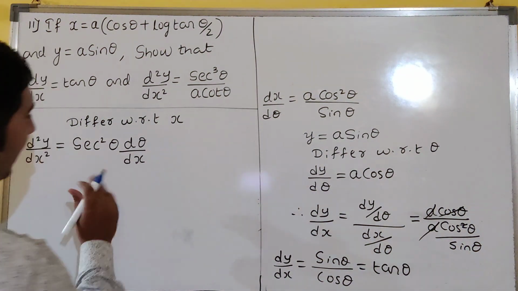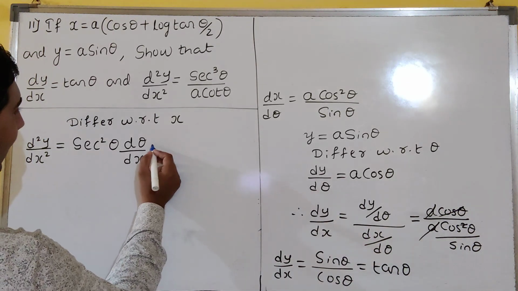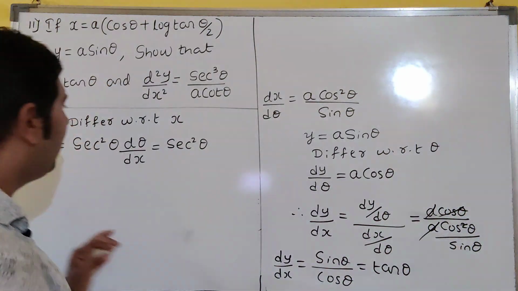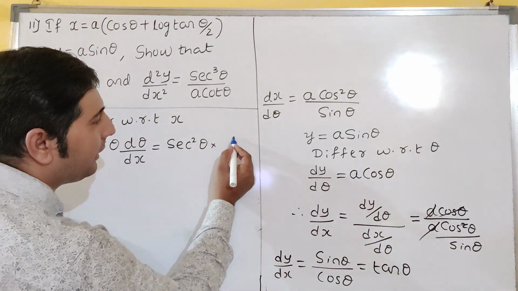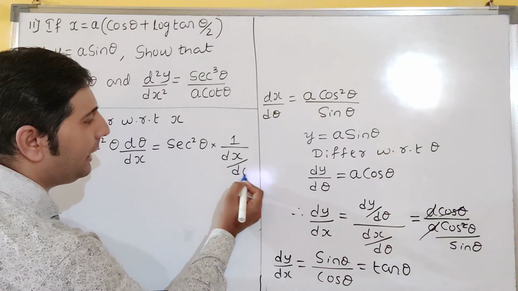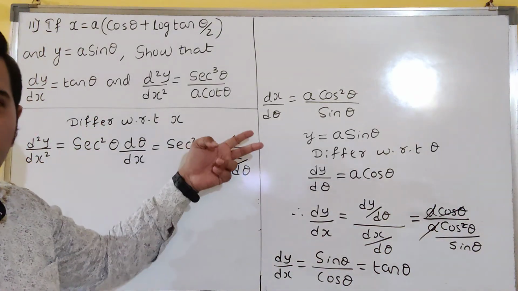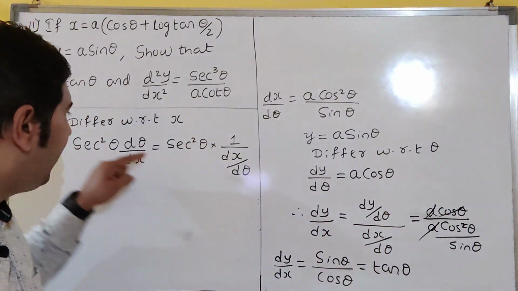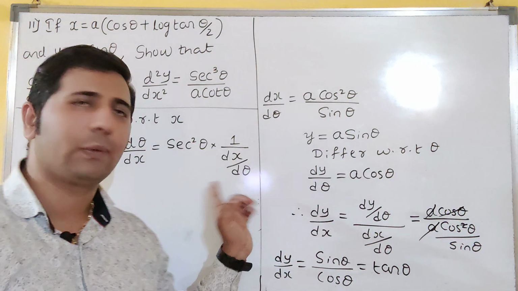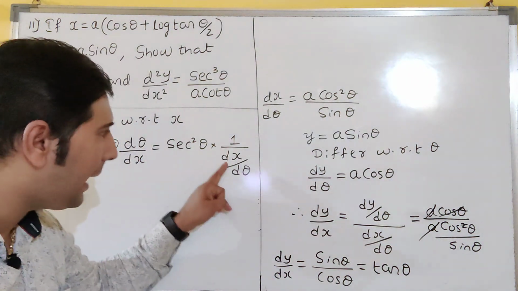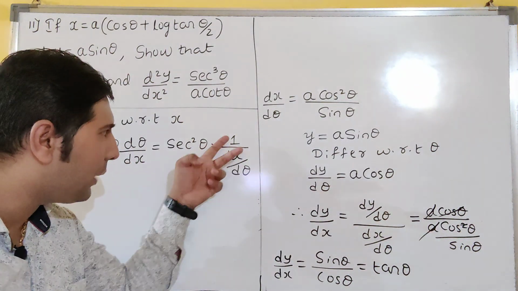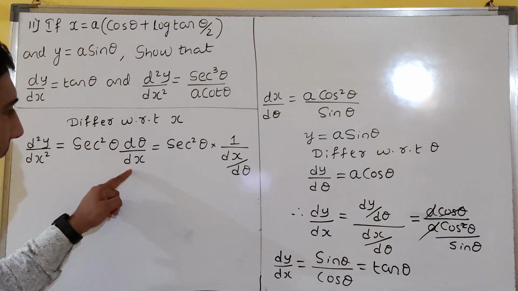So now see, try to understand, dear students, how beautifully we can write. So sec square theta, d theta by dx I can write like this, into 1 divided by dx by d theta. Will you agree? If you take reciprocal, dx by d theta will become d theta by dx. Yes or no? Same thing, only I am writing in this form. Clear? 1 divided by dx by d theta is nothing but d theta by dx only. Don't get confused.